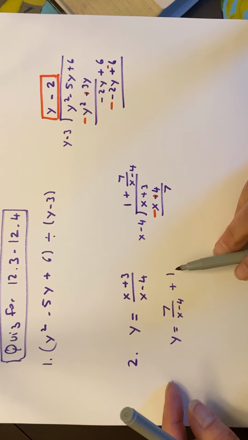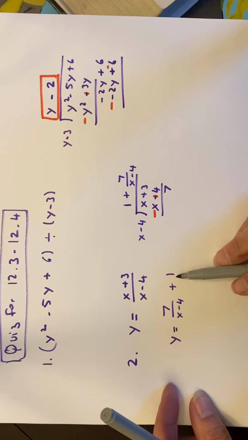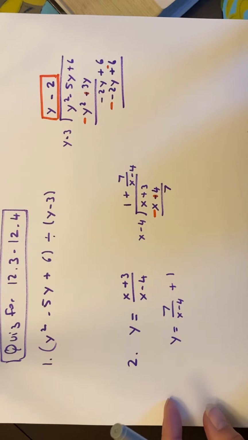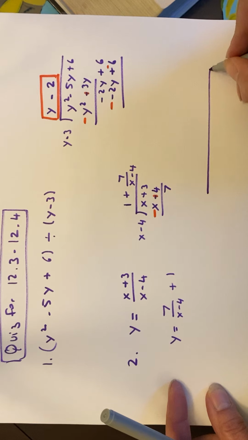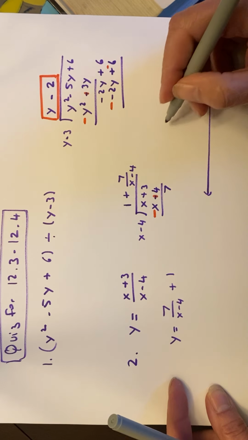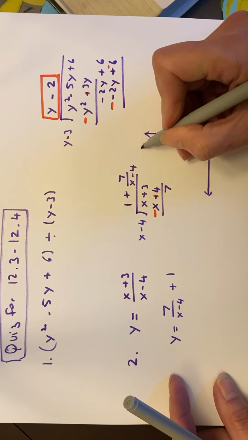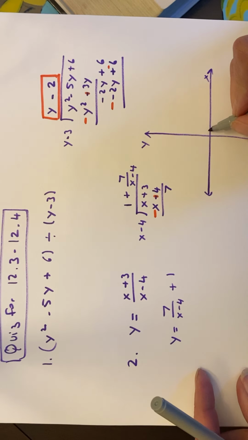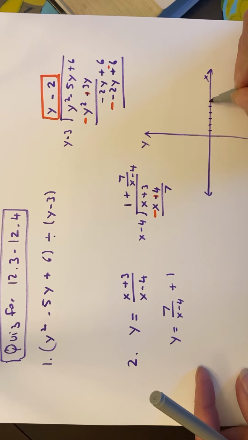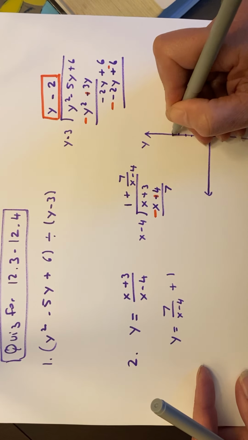I can see that I'm going to have two asymptotes. This one is going to be at y equals 1, and this one at x equals 4. So if I'm going to draw my graph, I'm going up to 8. See if that's enough. I hope it's enough.